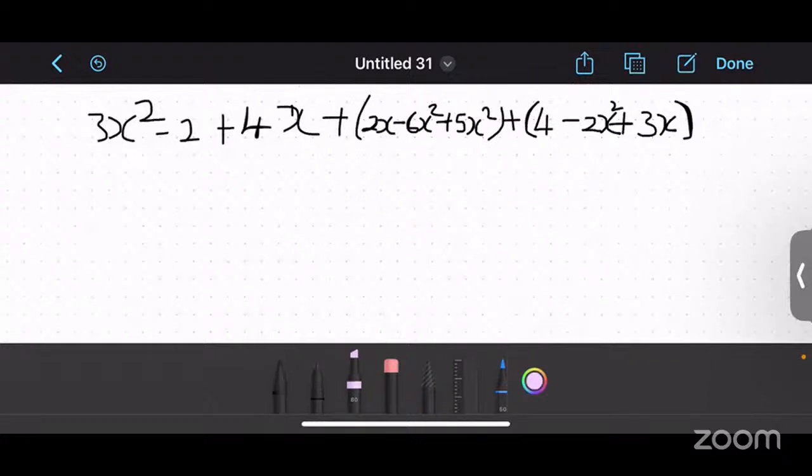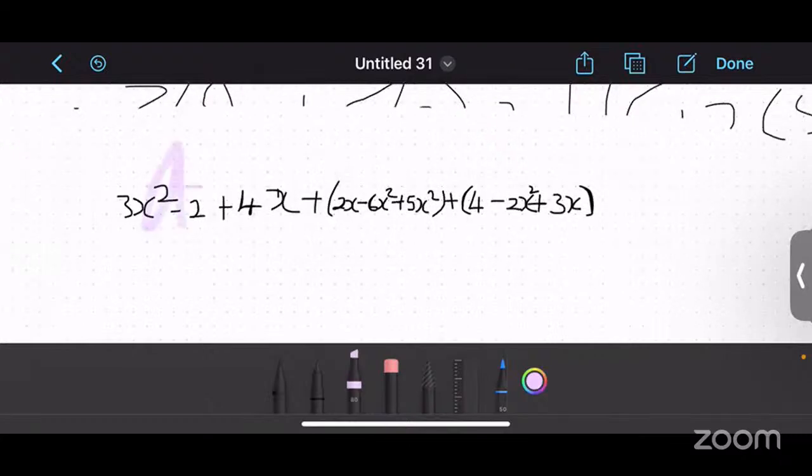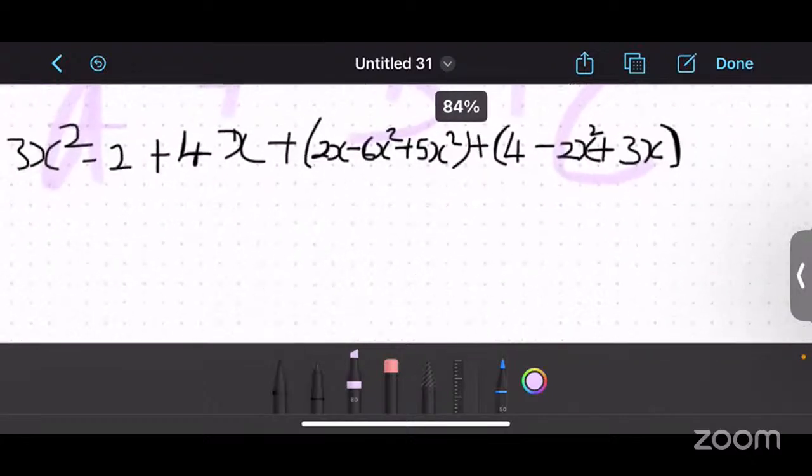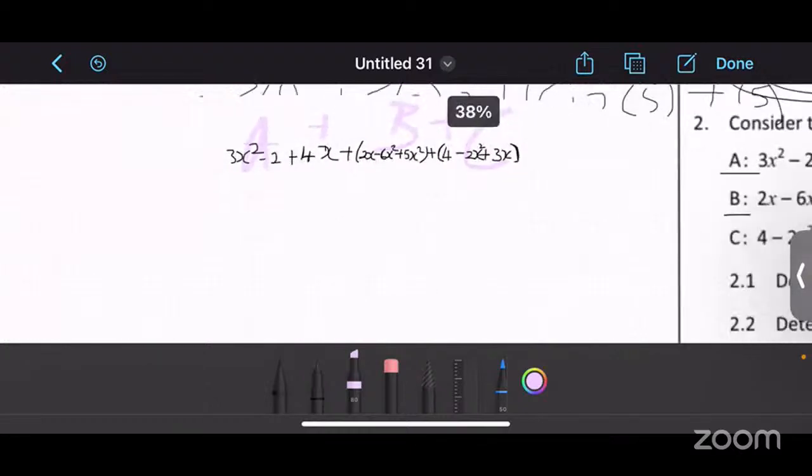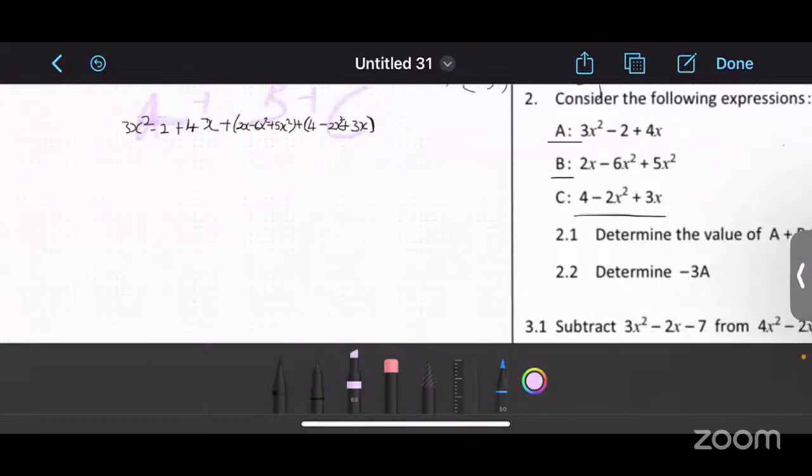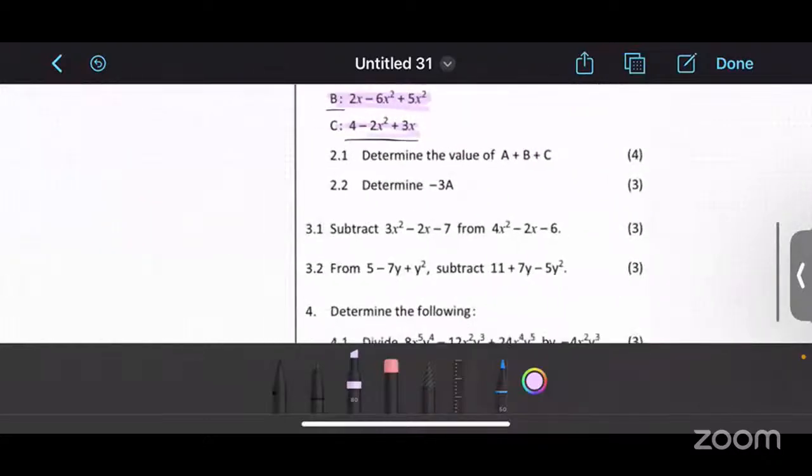So this is our A, and then we add it with our B, and then we add it with our C. This is our C, okay? Can you see that? Can you see for A we have this one over here, and for B we have this, which is all this one, and then for C we have this one, and here they say A plus B plus C, okay?